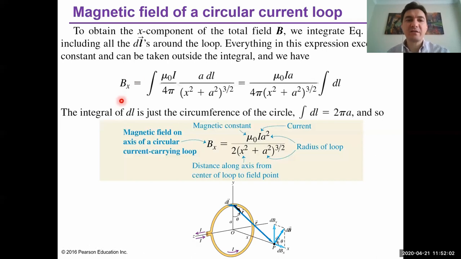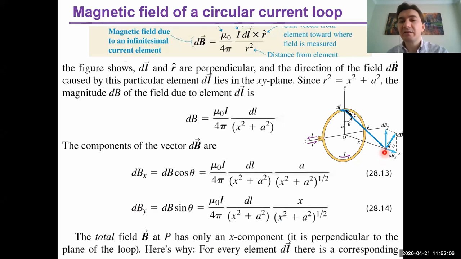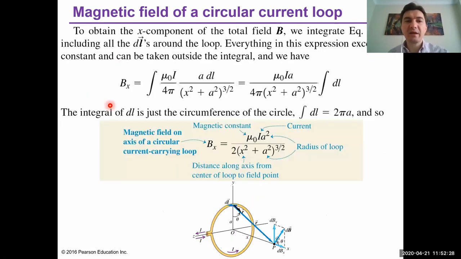So now let's calculate Bx. In order to calculate the magnetic field along the x-axis produced by that loop, I should integrate over dl, since I have many dl segments on that loop. Here we have a, which is constant, and x is constant. The current, mu zero, and four pi are also constant, so I can take all of them out of the integral. Here I have just dl. What is the integral of dl? It gives us the circumference of the circle, which is two pi a, where a is the radius of the loop. Then instead of this integral, just put this here.